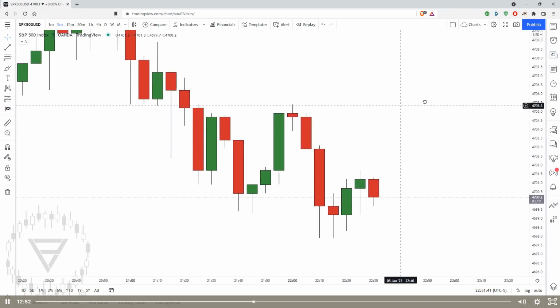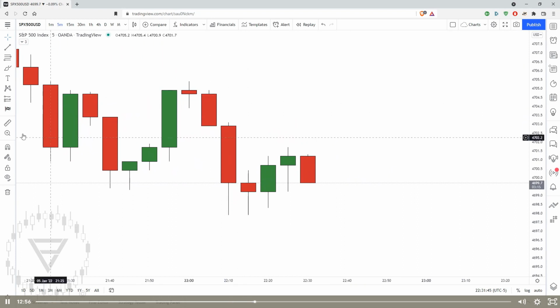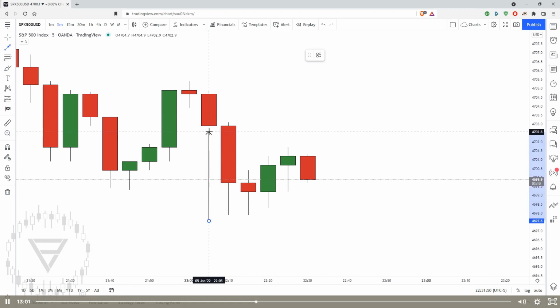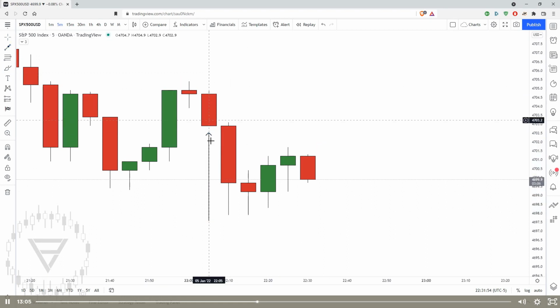Let me zoom in just so it's easier to understand. Let's say we're going to talk about this candlestick right here. So if I put my cursor over here, you can see how we have an open value of 4704.7. So that means that's the open at the top of the body, because this was a bearish candle.